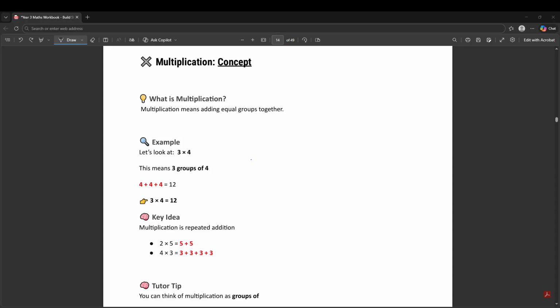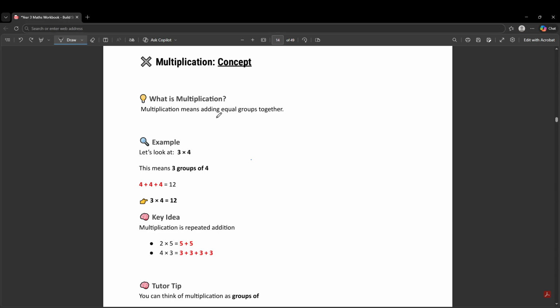If multiplication has ever confused you, don't worry. In the next few minutes, I'm going to make it really simple so it actually makes sense. What is multiplication? Multiplication means adding equal groups together.